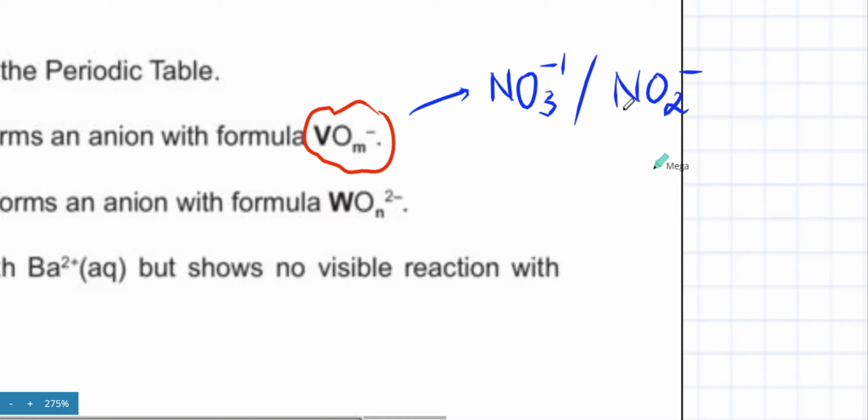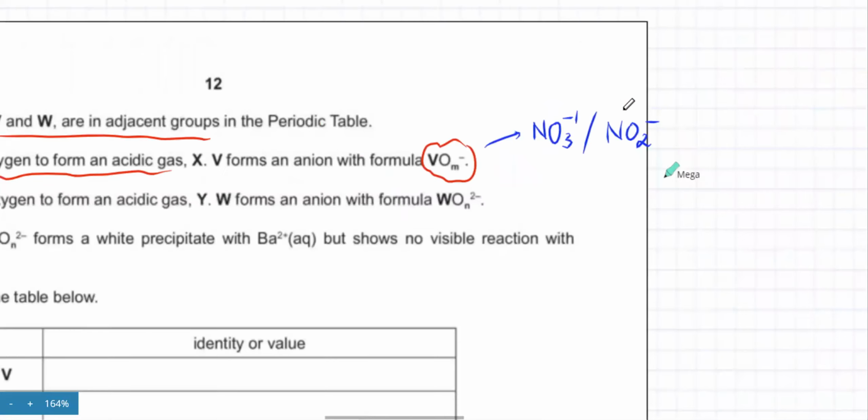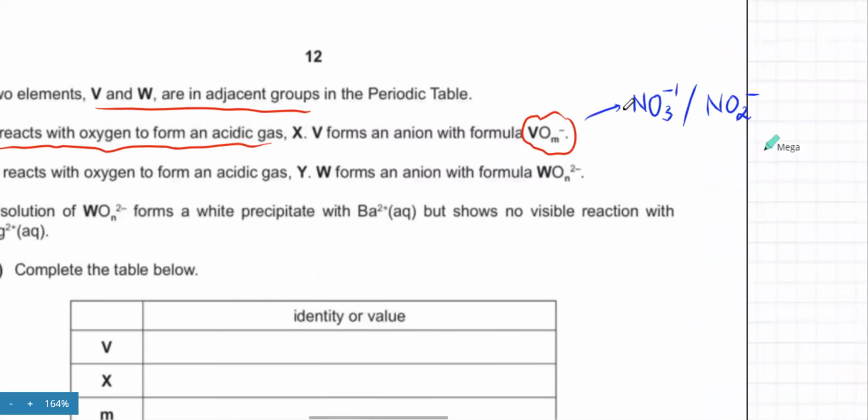For example, sulfur is minus 2, or SO3 is minus 2 as well. Phosphorus is minus 3. So it probably can't be any one of those. We still have no confirmation, so that's just my hunch. It's either NO3 minus 1 or NO2 minus 1.